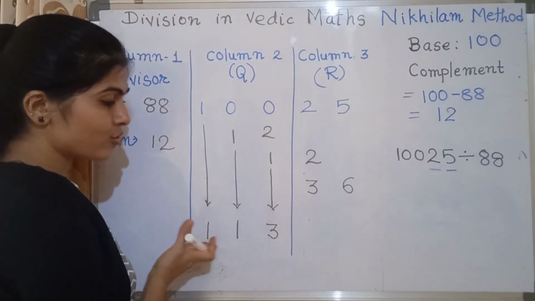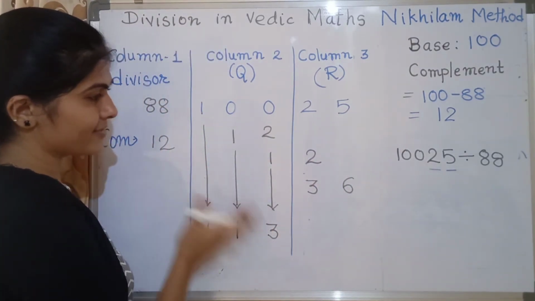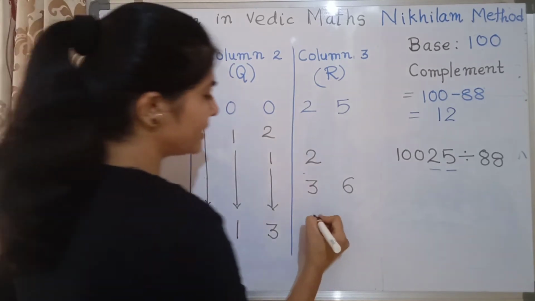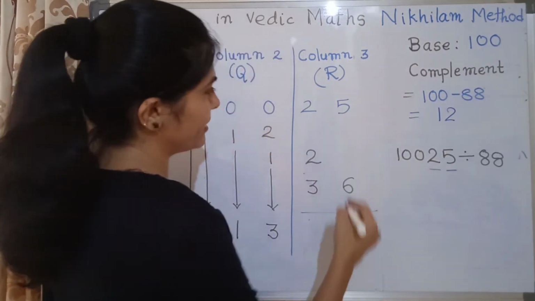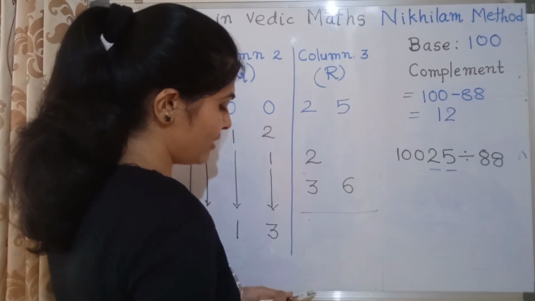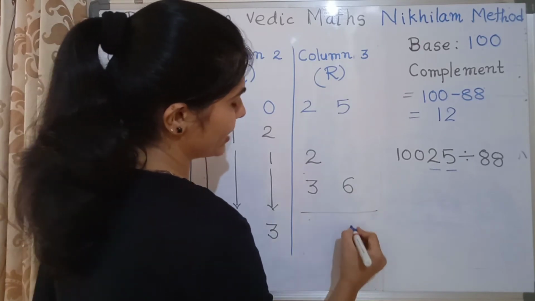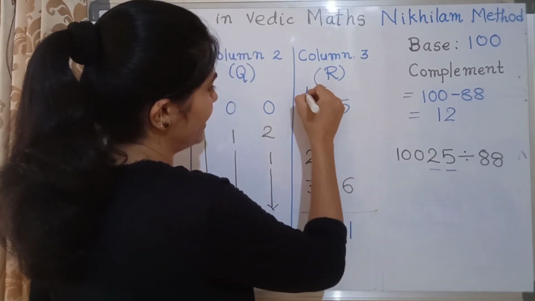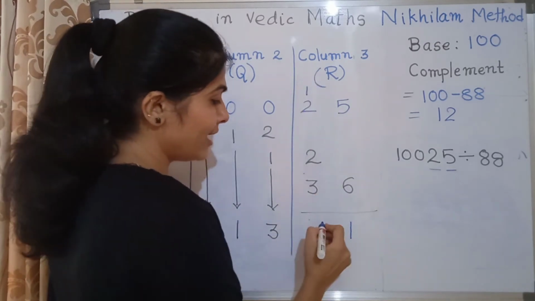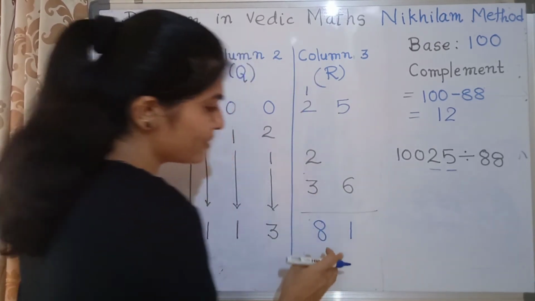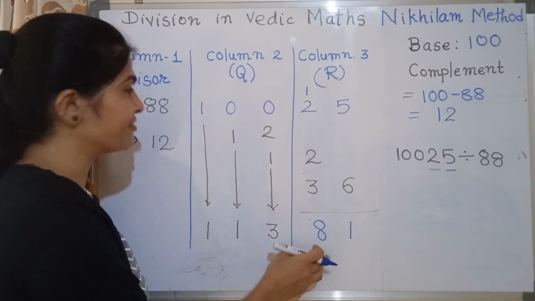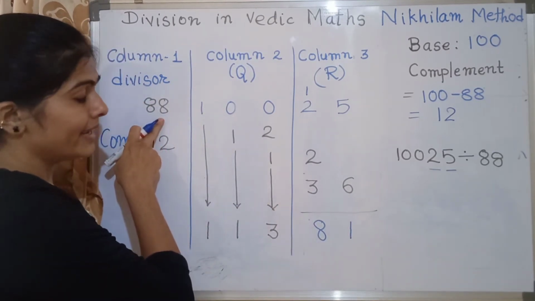So this procedure is over. We should multiply only this, right? And we can't go further. Now we should add these remainders. 5 plus 6 is how much? That is 11, so I should write 1 over here and 1 as a carry. And if you add all of them, that will be 8. And as you can check, the remainder is 81 and it is less than 88.